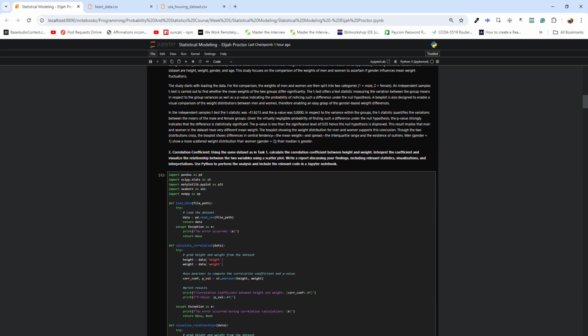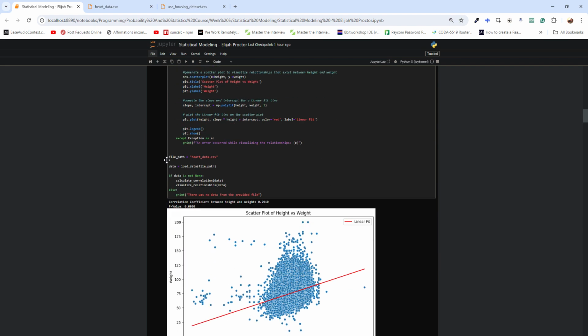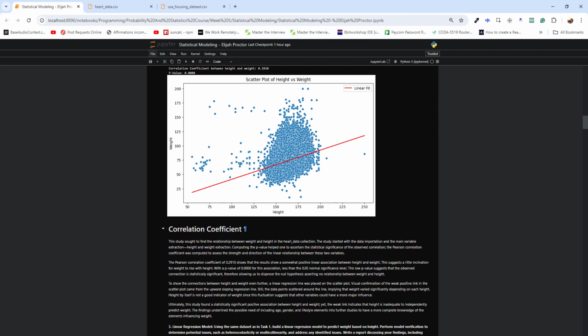Time to go over our correlation coefficient task. Let's look at what the code outputs. Our correlation coefficient between height and weight is 0.2910. We have a p-value of 0. Here we have a scatter plot of height versus weight. Each dot represents a person, and then we have our linear fit with an upward trend.